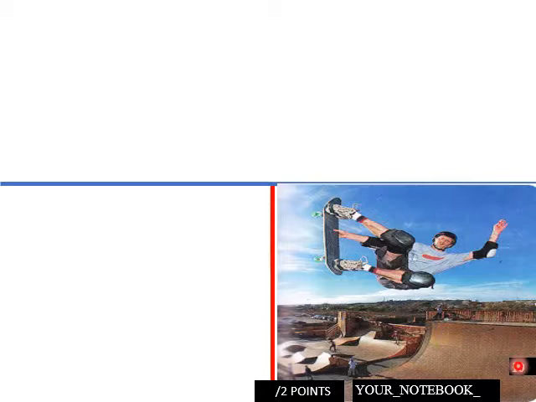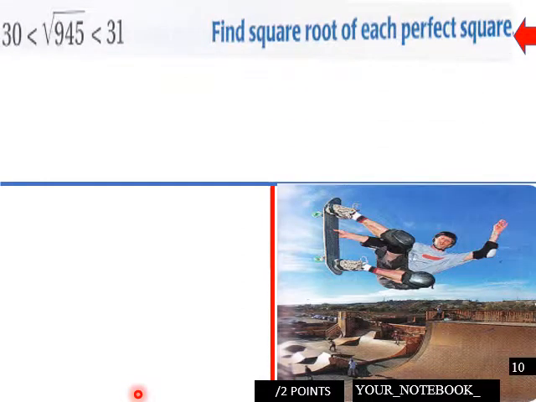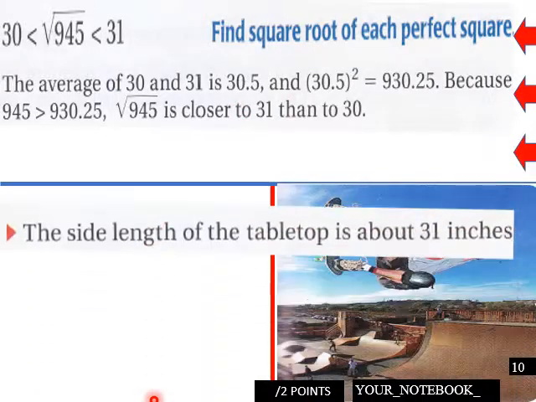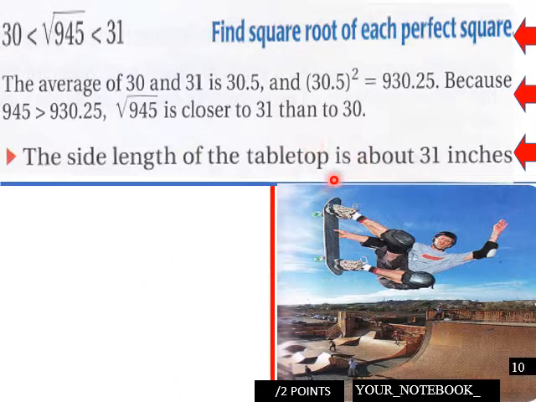Notebook page 10. 30 is less than this, which is less than 31. The average of 30 and 31 is 30.5. So 30.5 squared equals 930.25. Because 945 is greater than 930.25, 945 is closer to 31 than to 30. The side length of the tabletop is about 31 inches. So that's how you could arrive at it. This is your argument up here.